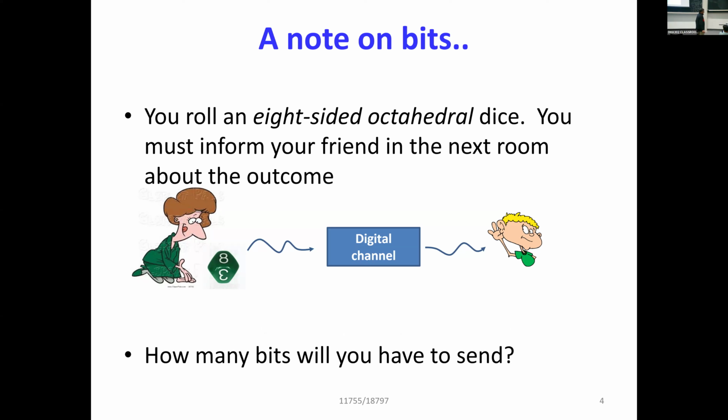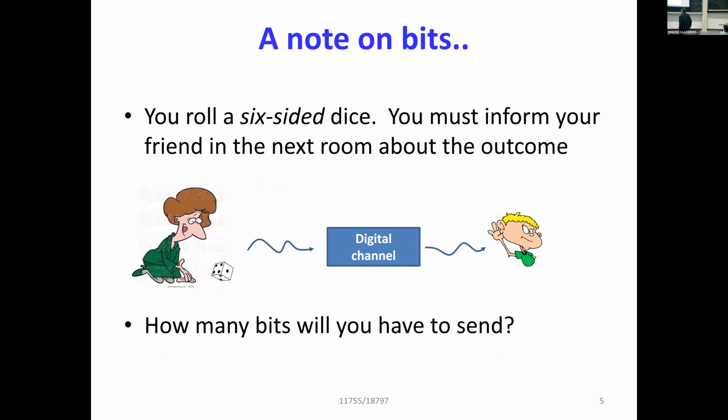Let's say I have an 8-sided octahedral die. So the outcomes are going to be between 1 and 8. How many balls am I going to send per outcome? 3. Okay. I have a regular 6-sided die. How many balls am I going to send per outcome? 3, because if there are 6 distinct outcomes, I need at least 3 balls. Or can I do better? Any ideas?